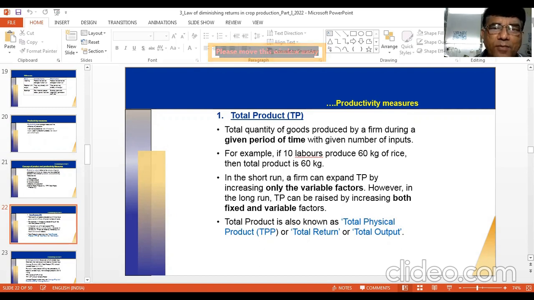I am repeating one or two things repeatedly so that you have a clear-cut understanding of the subject. There should not be any doubt about it. Total product is also known as total physical product. This is not in monetary terms; this is in physical terms. It is the quantity or total return, again in quantitative terms, and total output. This is not in money terms.